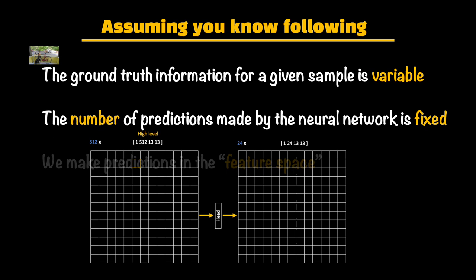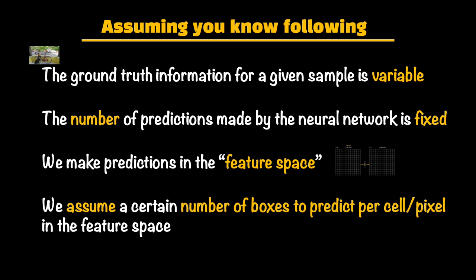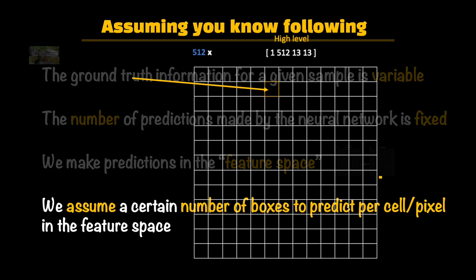And finally, because a neural network is supposed to make a fixed number of predictions, our setup of the network is such that for every cell or pixel in the feature space, we expect X number of bounding boxes. This X is fixed to a certain number, let's say 3. But it is really a hyperparameter. I'm going to be using 3 as an example, but really it depends on your training setup.